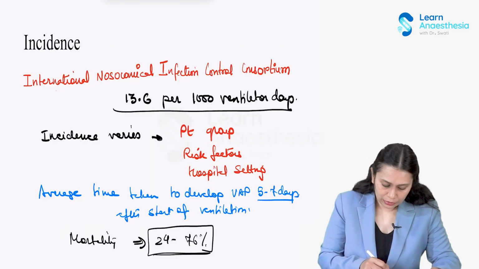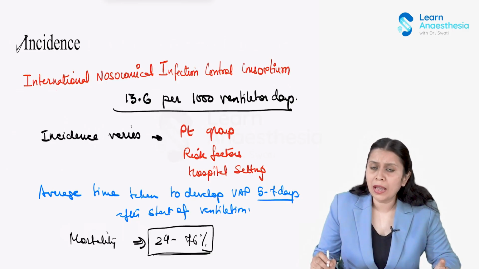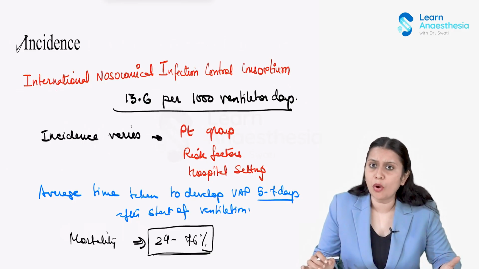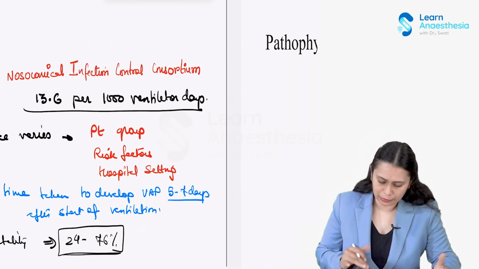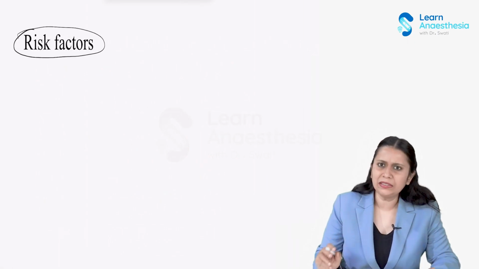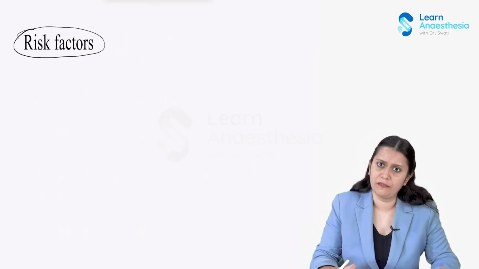Now what are the risk factors which increase the incidence of VAP? There are some risk factors which can be modified by our clinical practice and we can decrease the incidence of VAP by modifying those factors, and there are some non-modifiable factors which we just need to know, that this is a patient in whom there is a high risk of developing VAP. So before talking about the risk factors, let us see how VAP develops. What is the pathophysiology of VAP?